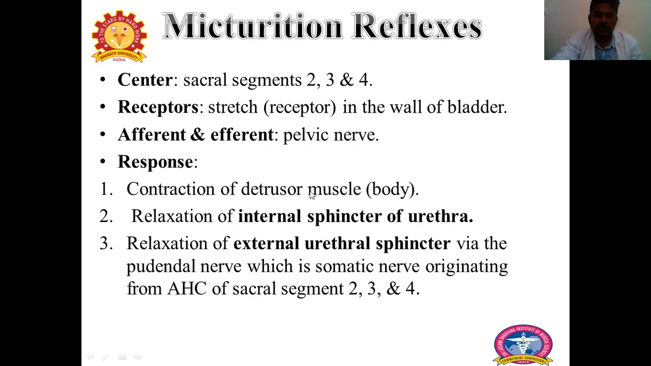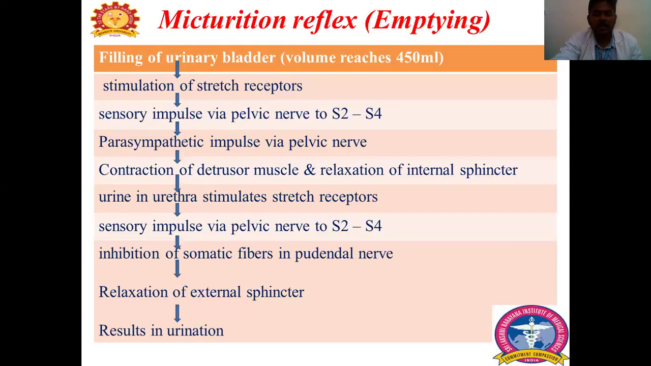So the urine from the bladder will enter into the urethra. In the urethra, we have the external urethral sphincter. When this external urethral sphincter relaxes, then what will happen? The urine will flow, micturition will happen. So whatever we have discussed, I'll give it in a flowchart manner. You can see that also.